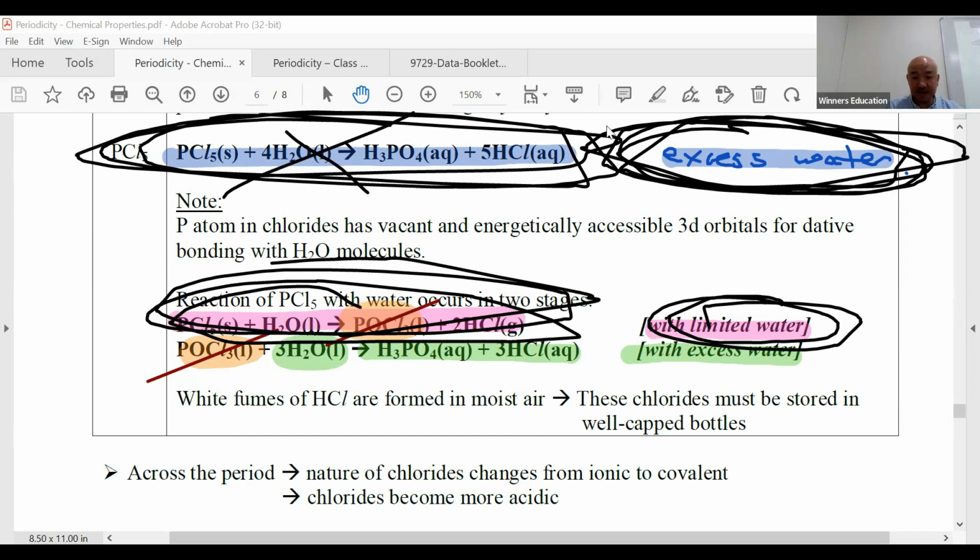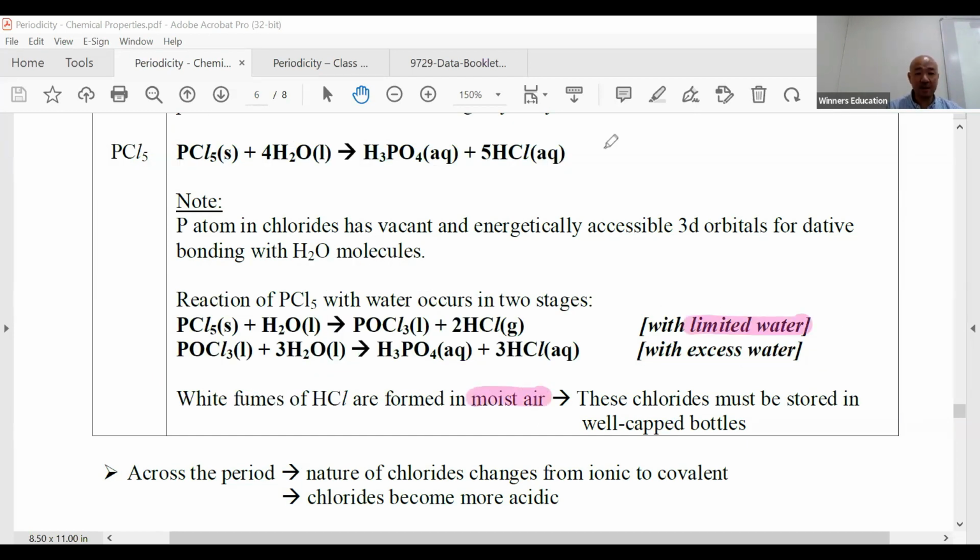If not, I think the rest, nothing much. Because of HCl, that's why fumes of HCl are formed in moist air, right? Once again, all right, moist air means a limited amount of water. That's why you see what? You see white fumes of HCl. Okay, and that's the reason why all this in the lab, they are stored in well-kept bottles. Right? If not, they will fume and then they will have some white deposits over there. Okay, that's the reason why we keep it.